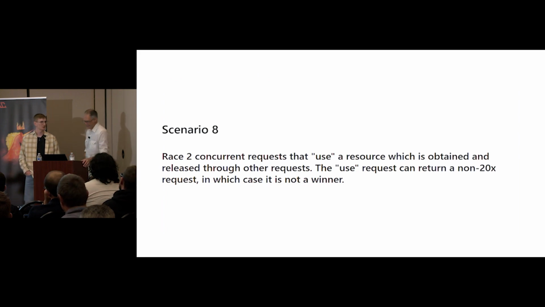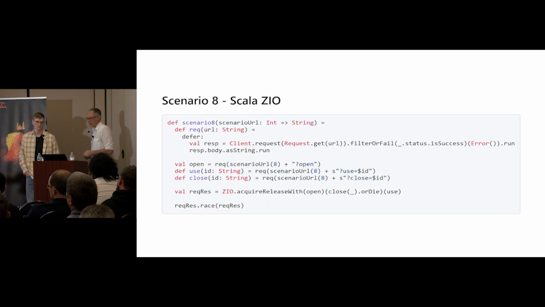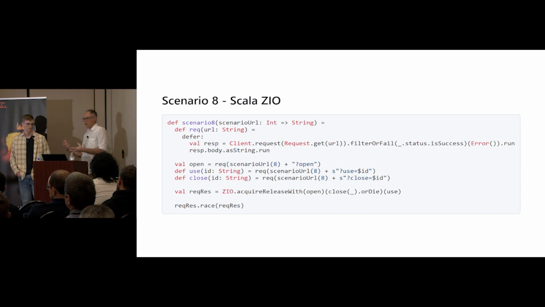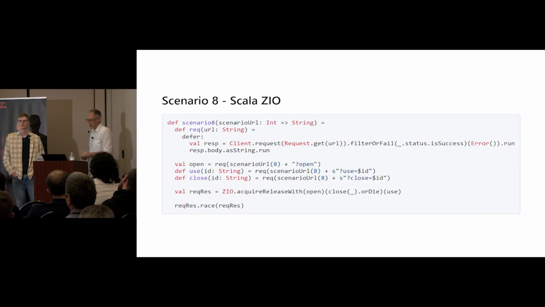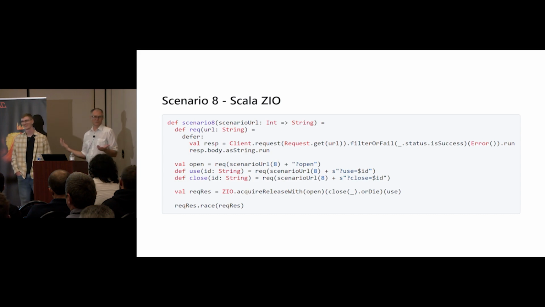You want to skip to 9 or you want to show 8? Let's do real quick on 8. Okay. 8 is we wanted to show opening and closing a resource and having that be part of the race. And so here's what it looks like in Zio, where we're going to be able to make a request. We want to check to make sure it's a 200 response. And then we have the open effect. We've got the use effect, where we're actually going to use the resource that we acquired on open, and then close. And Zio acquireReleaseWith gives us this really easy way to make sure that the open works, that we get the resource, we close it, even in the case of failure.